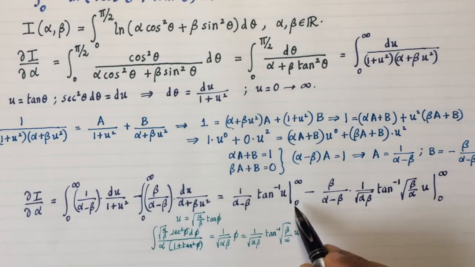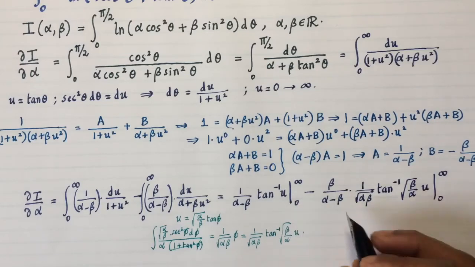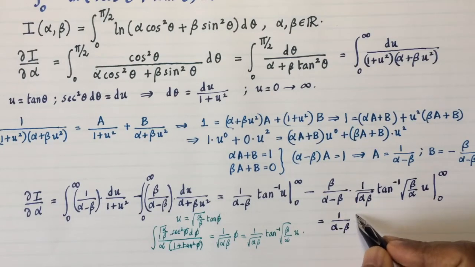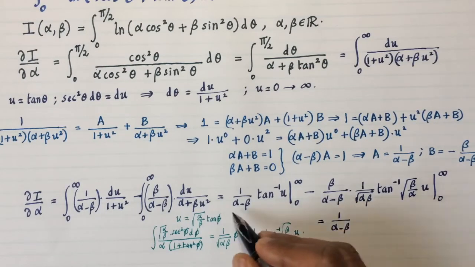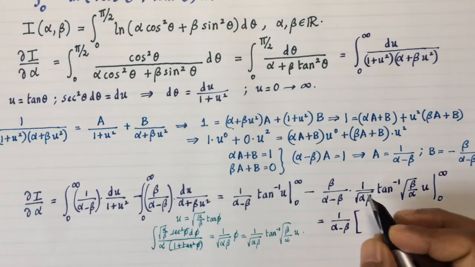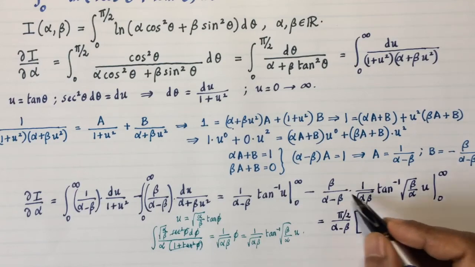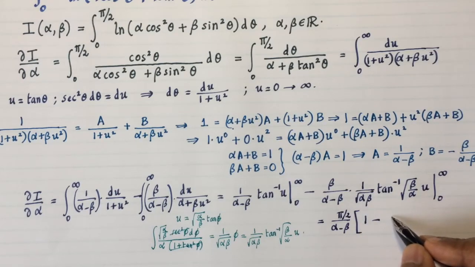Fortunately for us, the lower limit doesn't contribute. The upper limit is just pi over 2 for both cases. So I'm going to end up getting just the upper limit. So that's 1 over alpha minus beta. It'll be common for both factors, so I'll just write that first, times pi over 2, 1 minus, and here I have beta over root alpha beta.